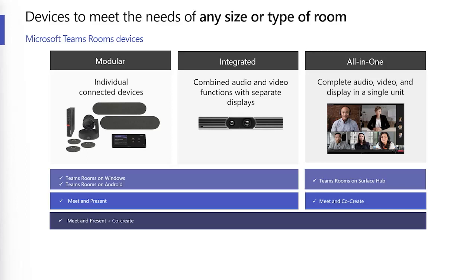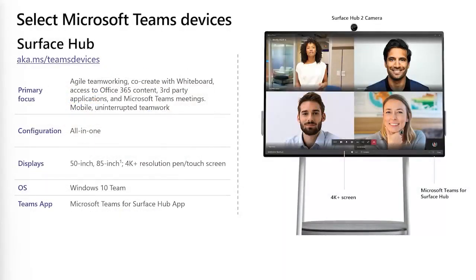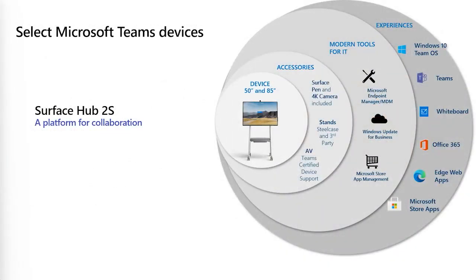Microsoft Teams Rooms offers a variety of form factors to ensure we can meet the needs of every kind of meeting and space. We're looking now at a medium conference room option. Maybe you're going to have a Surface Hub there, and then also a focus, a huddle space. Single display, dual display, both supported. Here's the Surface Hub. Again, all-in-one configuration. The newest member of the Surface Hub family is Surface Hub 2S.